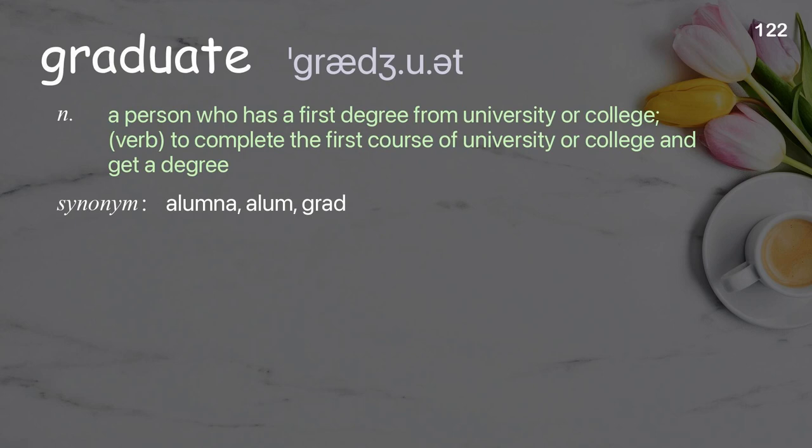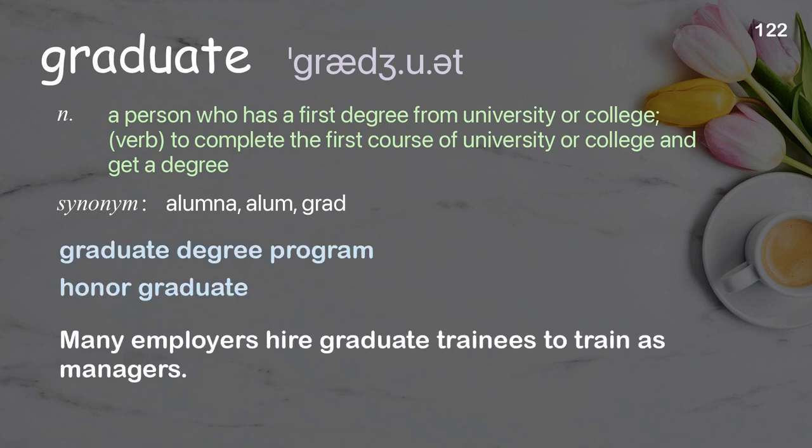Graduate. A person who has a first degree from university or college. Verb: to complete the first course of university or college and get a degree. Examples. Graduate degree program. Honor graduate. Many employers hire graduate trainees to train as managers.